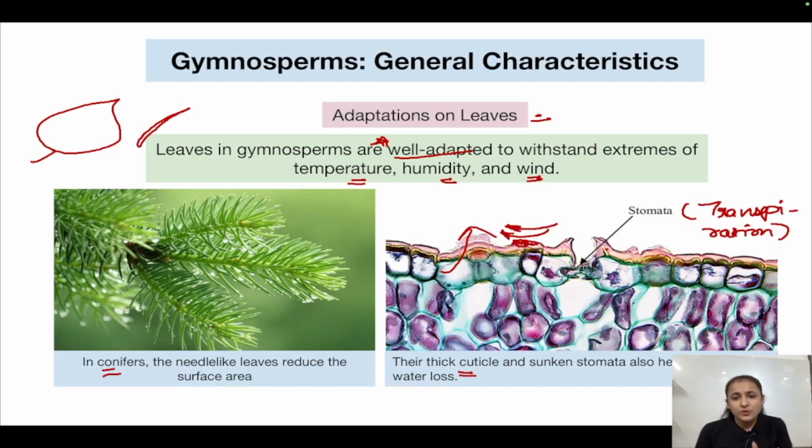But here, because the stomata are sunken, a microenvironment is created which is protected from cold and harsh weather, so water loss obviously will decrease here. So these are certain adaptations in gymnospermic leaves which help them to withstand the extremes of temperature, humidity and wind.